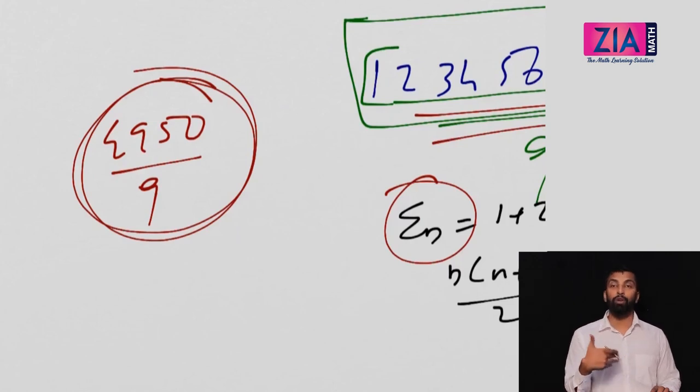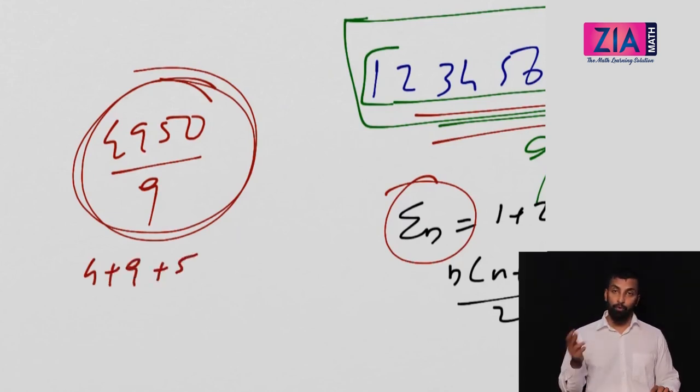Even this I don't want to divide. What I can do is take the sum of digits again. So 4 plus 9 plus 5 plus 0. 4 plus 9 is 13, 13 plus 5 is 18. Okay, I hope this is clear for you. So what you got is 18.